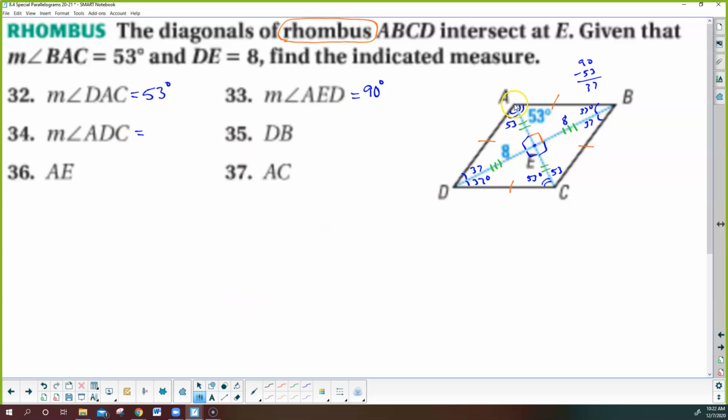Find the measure of ADC. Well, that's the big angle here. And because we found this angle to be 37 and this was 37, these two angles are 37. So if I add up the big angle, ADC, 37 and 37, that's 74.